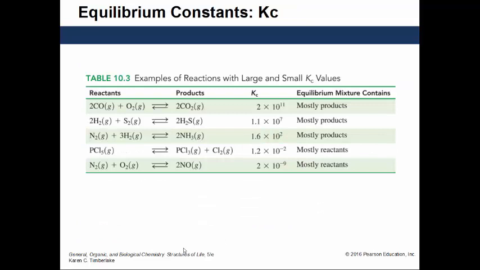Here are some examples of reactions and their Kc values, and whether or not you'll get more products versus reactants. So for this reaction here, fairly large value, 2 times 10 to the 11th power, so that's going to be mostly products. This reaction, another high value, 1.1 times 10 to the 7. High values, this is going to be mostly products. And the last two examples here, fairly smaller values, 1.2 times 10 to the negative 2, which is equal to 0.012. That's a small number, so you'll have mostly reactants in that reaction. And then 2 times 10 to the negative 9, that's an even smaller value, so you'll have mostly reactants here also. Small value, reactants. If you have high Kc value, you'll get mostly products.